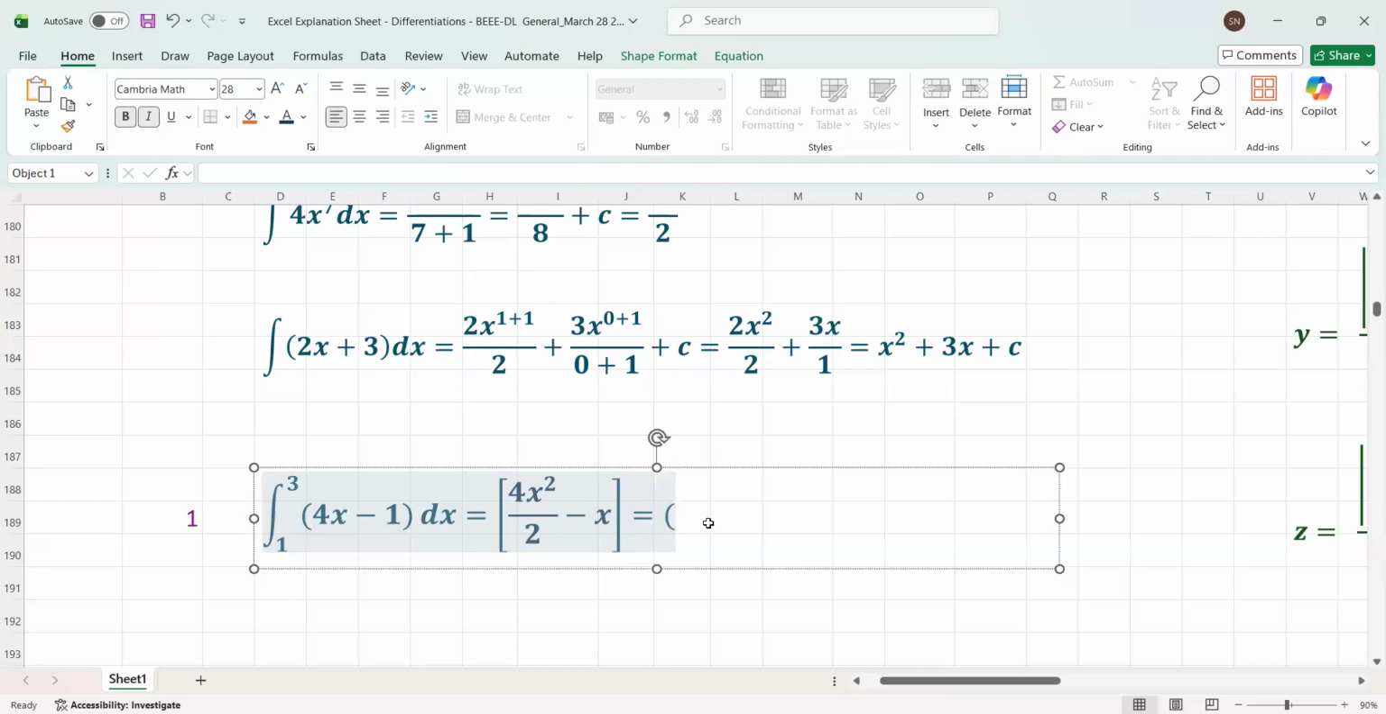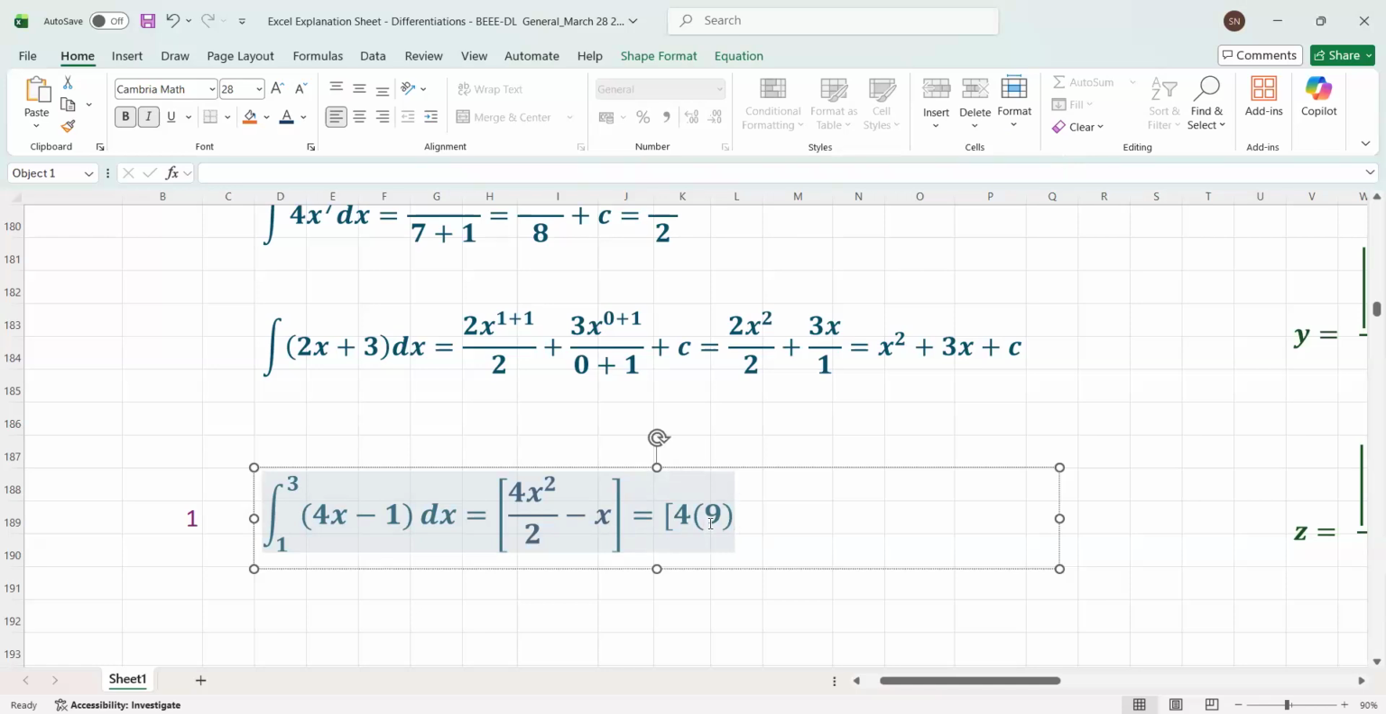So that gives me 4 times, let me use square brackets. So 4 times 3 squared. What is 3 squared? 9. Okay, so 4 times 9.